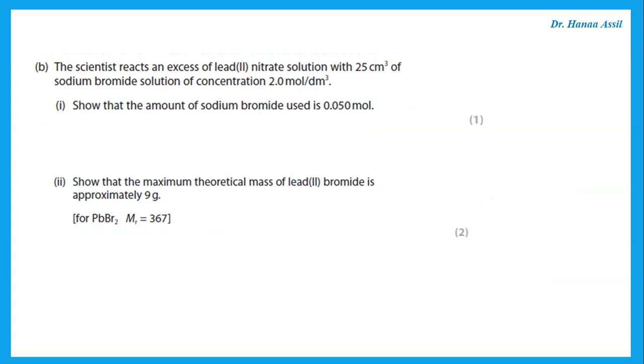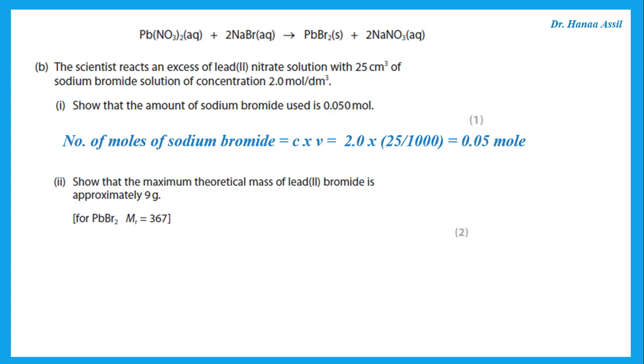The scientist reacts an excess of lead nitrate with 25 centimeter cubed of sodium bromide of this concentration. First of all, show that the amount of sodium bromide is 0.05 moles, so calculate the number of moles. How do we calculate number of moles of sodium bromide? The number of moles is concentration times volume. Again, I'm reminding you, the volume should be in decimeter cubed. So the 25 you need to divide by 1,000. This gives me the number of moles, and it is 0.05.